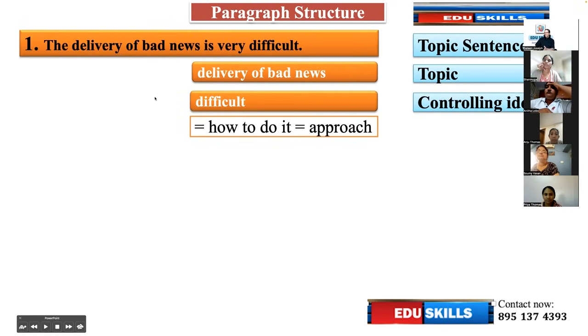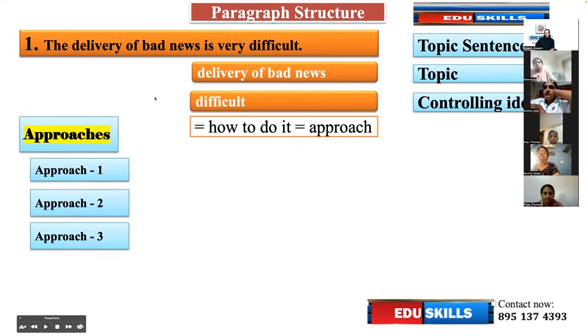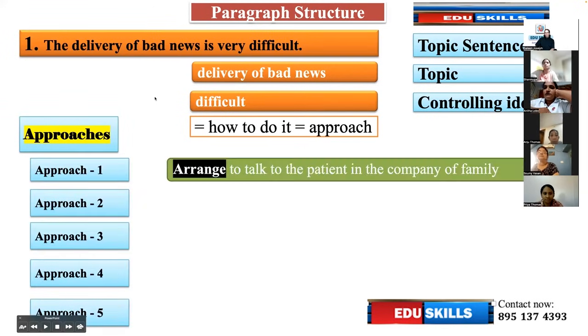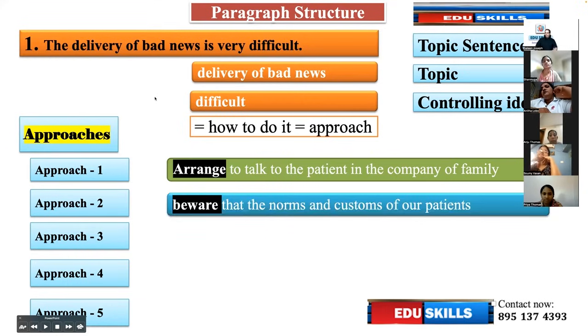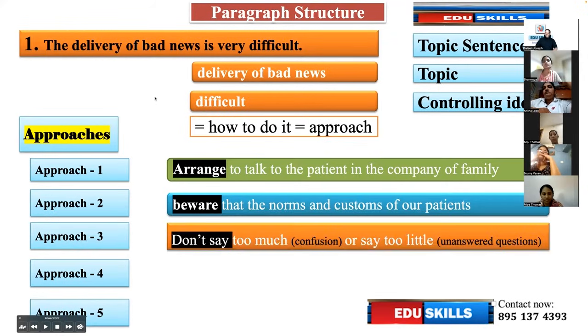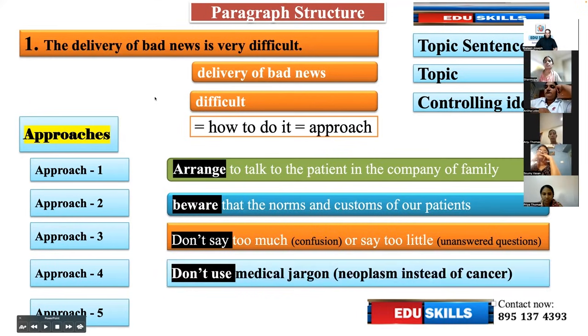Okay, how to do it? The approach will be explained. Step 1, step 2, step 3, step 4. The approaches will be explained. Approach 1, approach 2, approach 3, approach 4, approach 5. Approach 1, arrange to talk to the patient in the company of family. You should arrange to talk to the patient not alone, in the company of family. Approach 2, beware that the norms and customs of our patients. Approach 3, don't say too much and lead them to confusion, or say too little and leave unanswered questions. And approach 4, don't use medical jargons, neoplasm instead of cancer, which means use simple language.